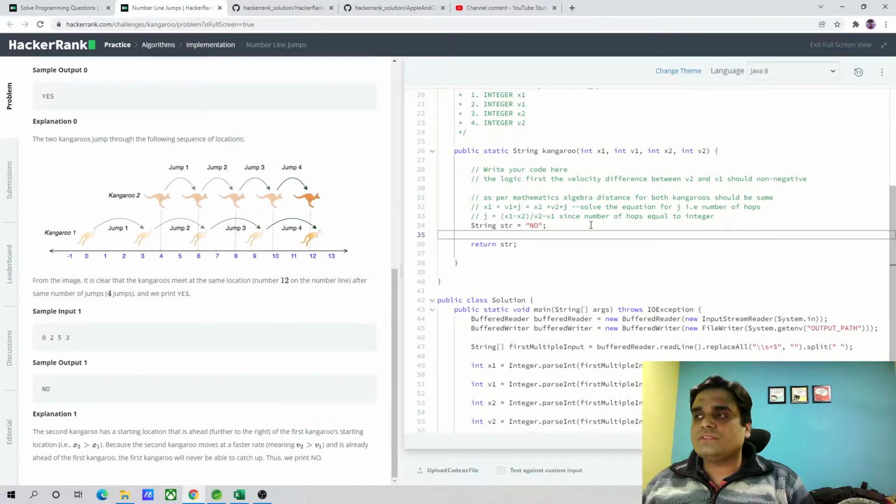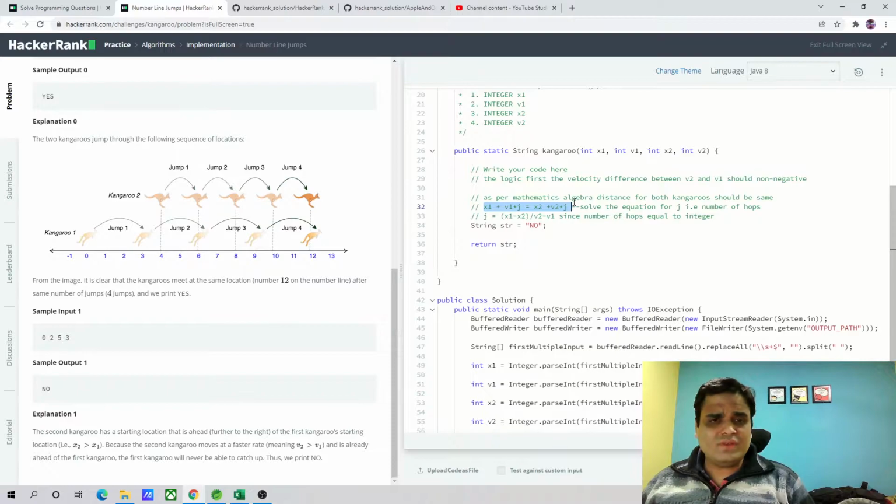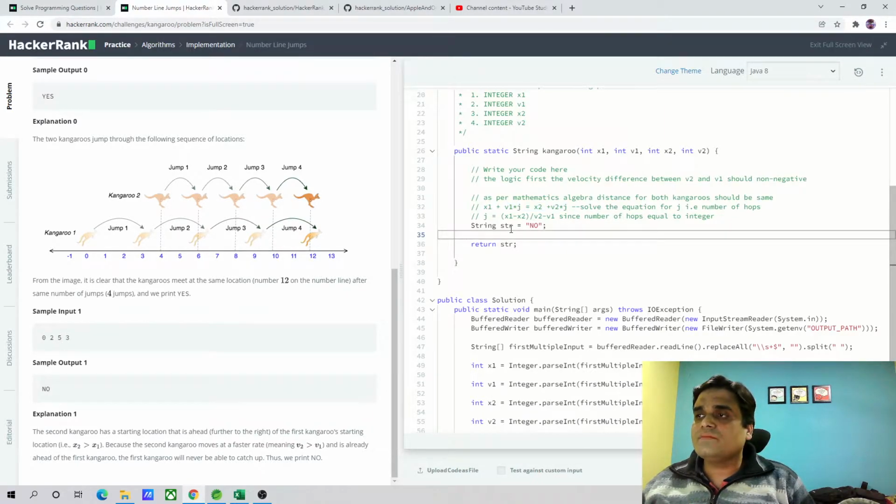This difference in velocities should divide the distance difference completely, so we should have the remainder as 0. So let's begin coding the equation. This equation is already written in the problem, it's very clear. It's a mathematical problem, and the basic idea is that the distance covered by kangaroo 1 after j hops is equal to the distance covered by kangaroo 2, which is x2 plus v2 into j. So j is the number of hops. I believe this should be clear to you.